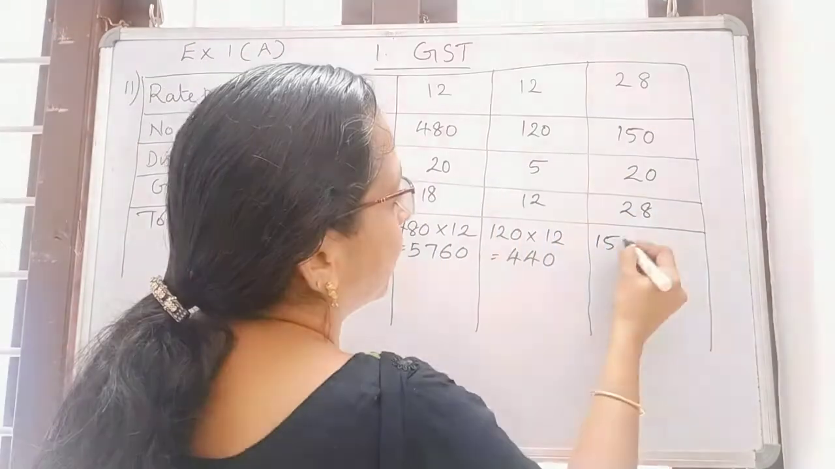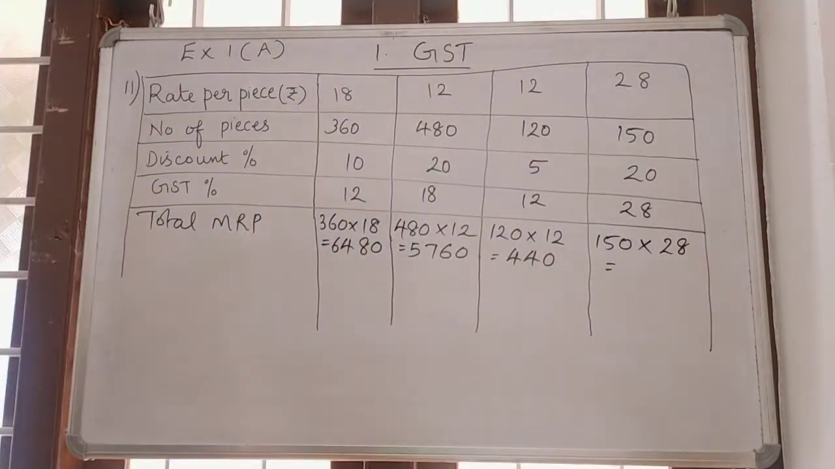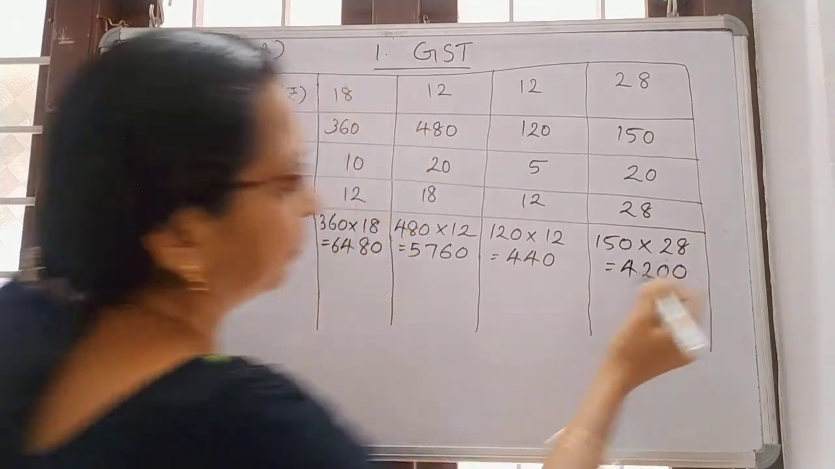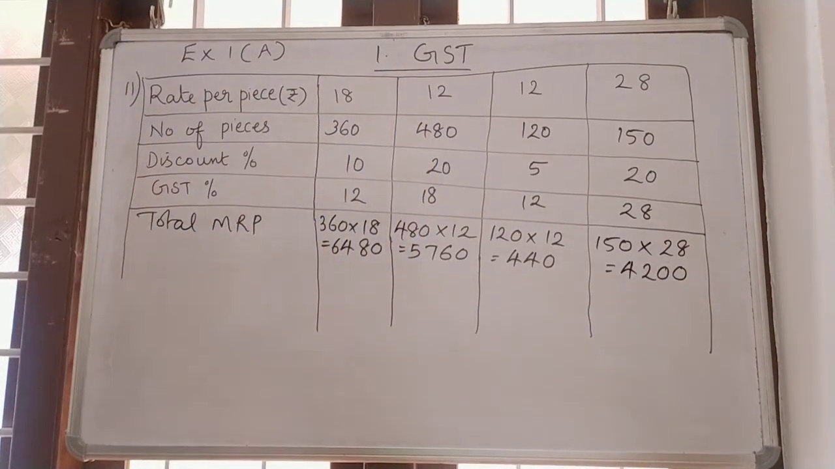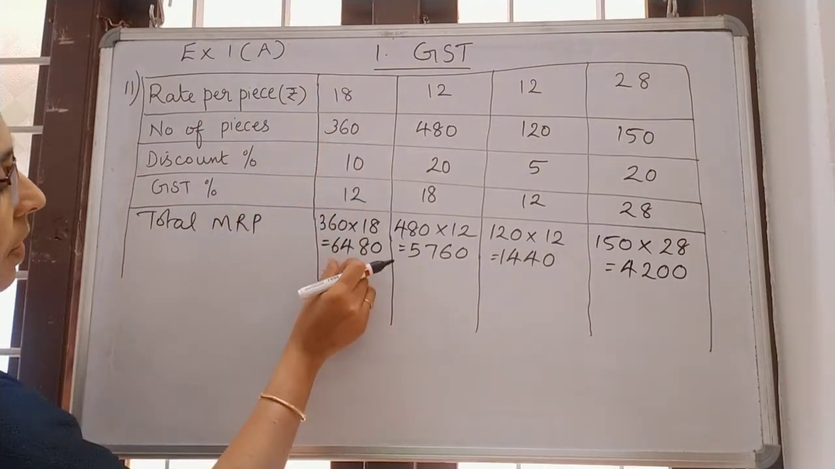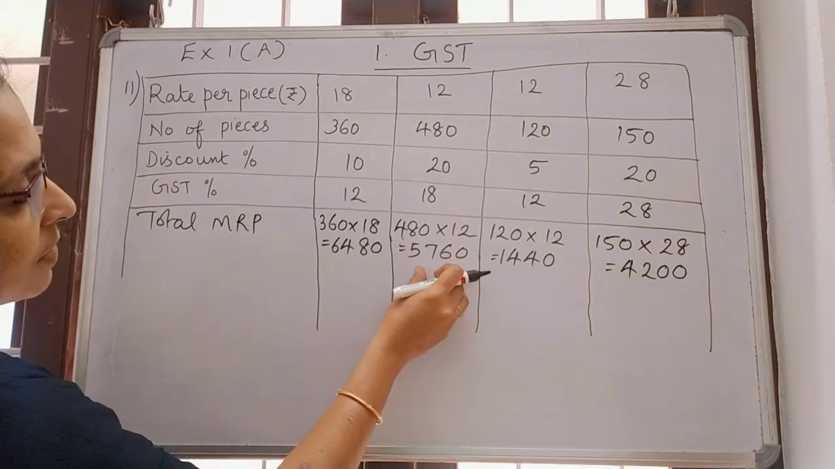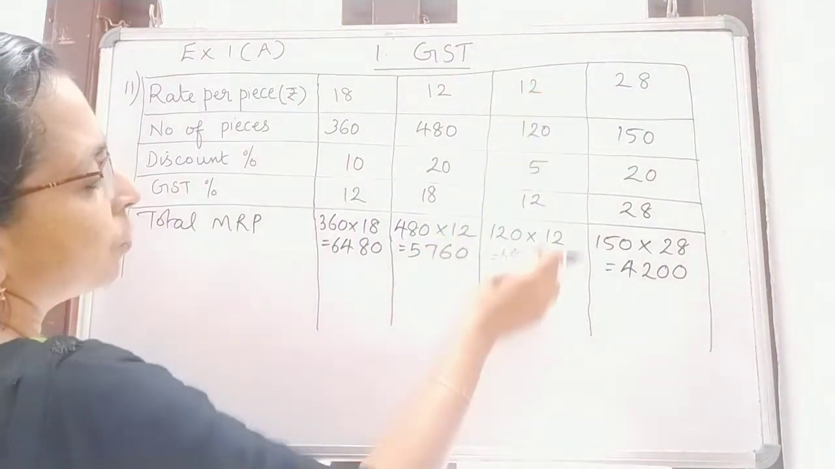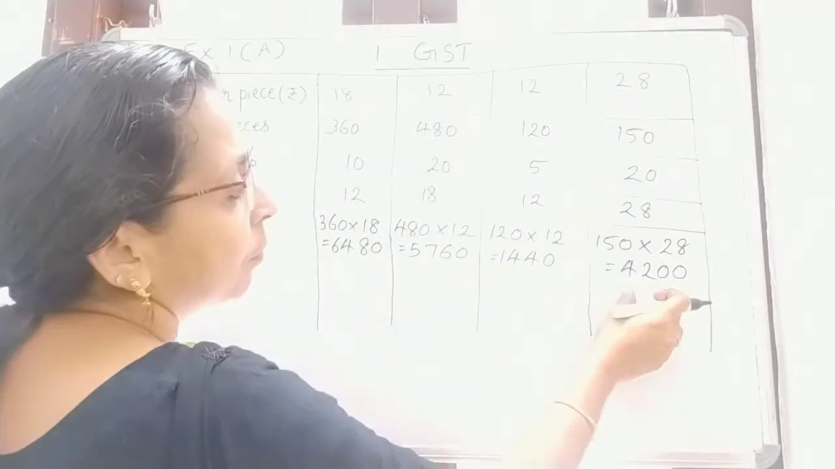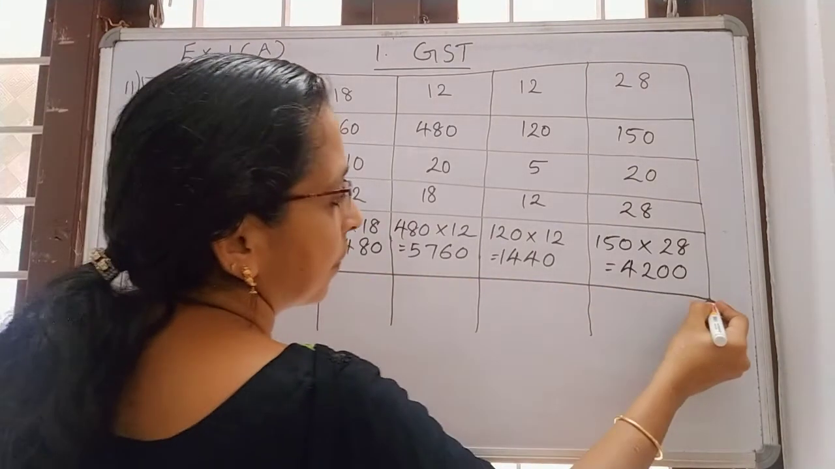Then next step, 150 into 28, so it is 4200. So 360 into 18 is 6480. 480 into 12 is 5760. Then 120 into 12 is 1440. Then 150 into 28 is 4200. So that is the total MRP.